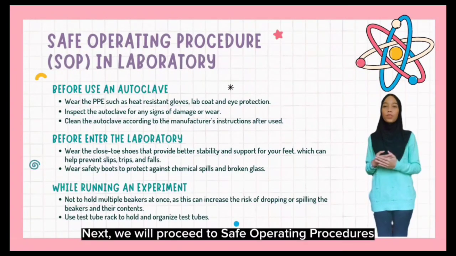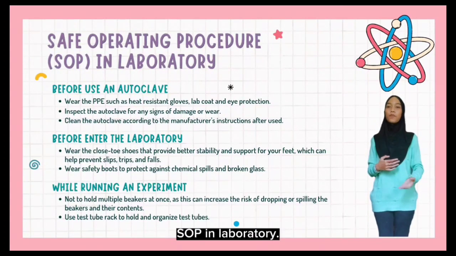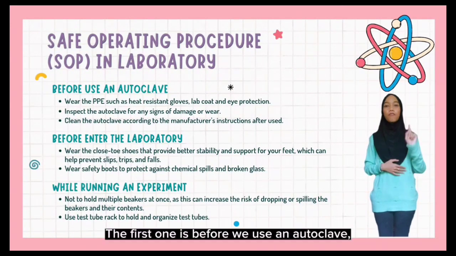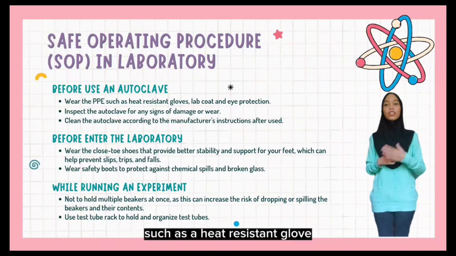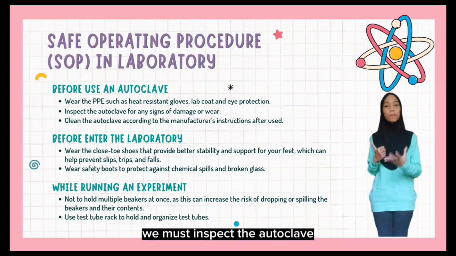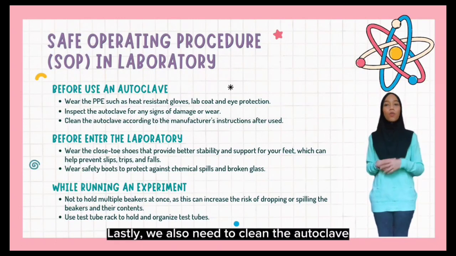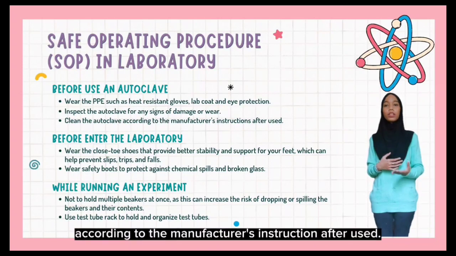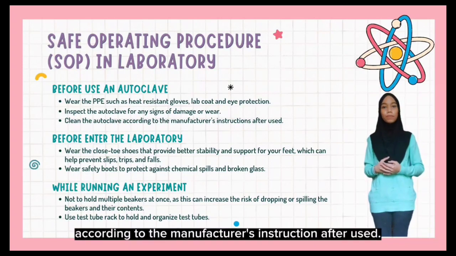Next, we will proceed to safe operating procedures (SOP) in the laboratory. The first one is, before we use an autoclave, we must wear PPE such as heat-resistant gloves, a lab coat, and eye protection. Next, we must inspect the autoclave for any sign of damage or wear. Lastly, we also need to clean the autoclave according to the manufacturer's instructions for use.